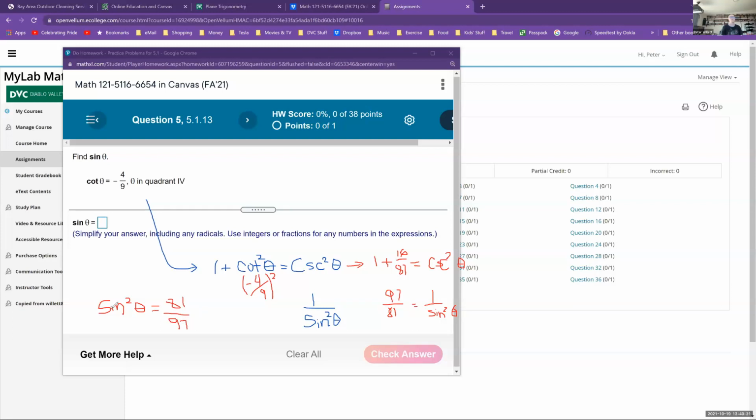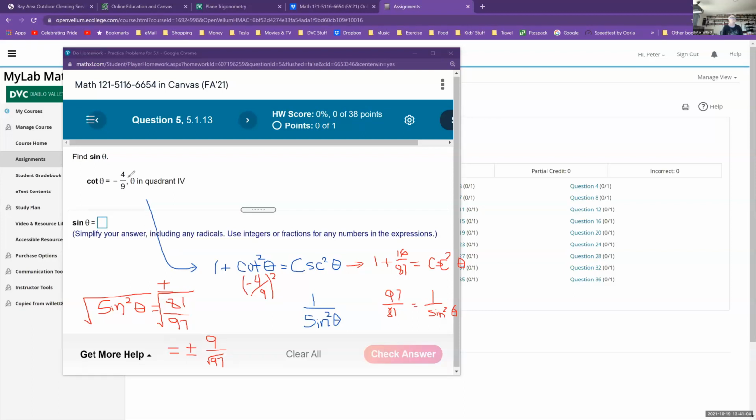And then I'm trying to solve for sine, so I would square root both sides. And when you square root both sides, you want to remember that it could be a positive or a negative answer. So that would give me that sine has to be the positive or the negative square root of 81 over 97. The square root of 81 is 9 over the square root of 97. So now I need to choose between the positive or the negative, and I need to rationalize the denominator.